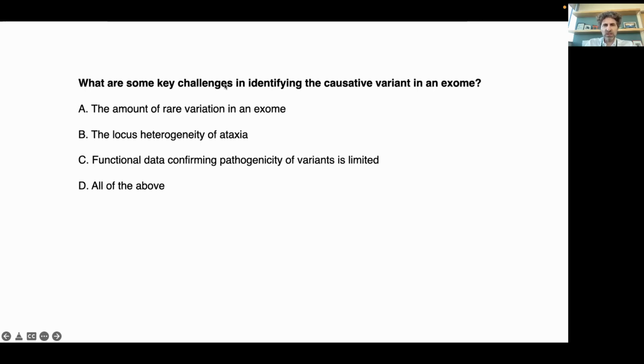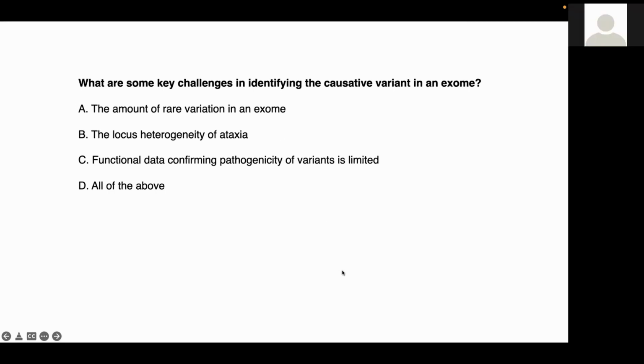And then C is functional data confirming pathogenicity of variants is limited. That is true. If we had more functional data, it would probably be easier to convince us which one is pathogenic and which one is benign. So all of them are important.